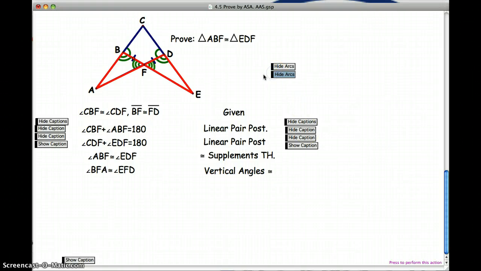So now I have this angle, side, and this angle congruent to this angle, side, this angle. So now, again, make sure you pay attention to the order. I can show you that triangle ABF is congruent to triangle EDF, and that is because of angle, side, angle.